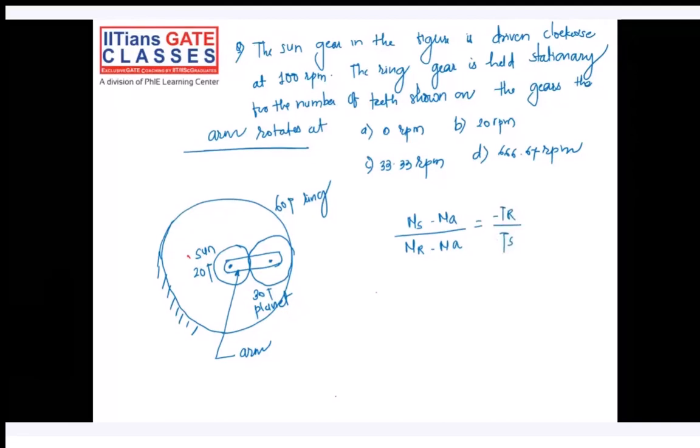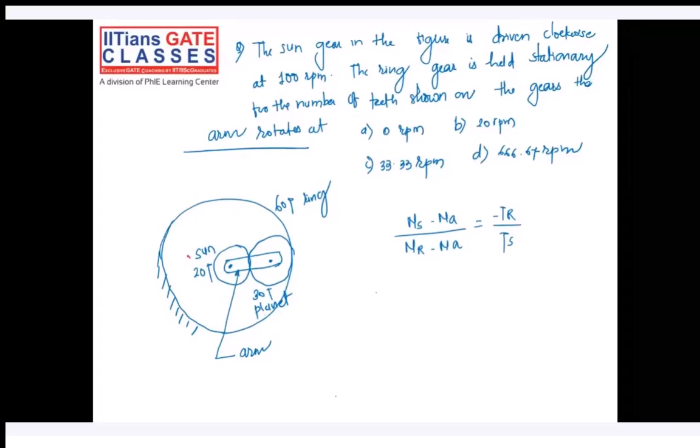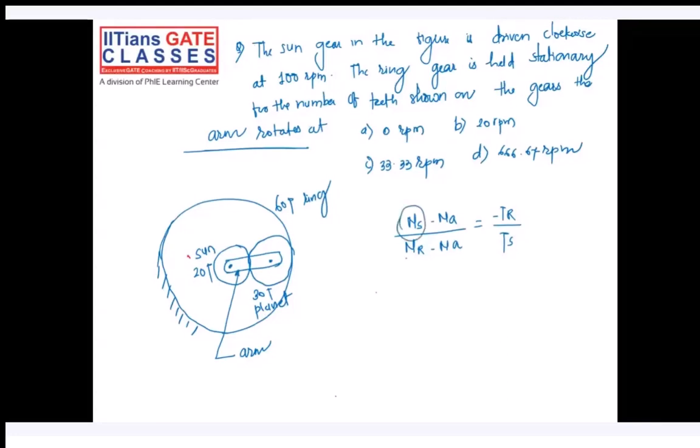No, Shruti, that's incorrect. See, why am I using this formula and not the planet? Because we don't know the speed of the planet gear. They have given two inputs: the speed of the sun gear and the speed of the ring gear. The ring gear is fixed, N ring is zero, and the sun gear is rotating at 100 RPM clockwise. So I should write it as (100 minus Na) divided by (0 minus Na).